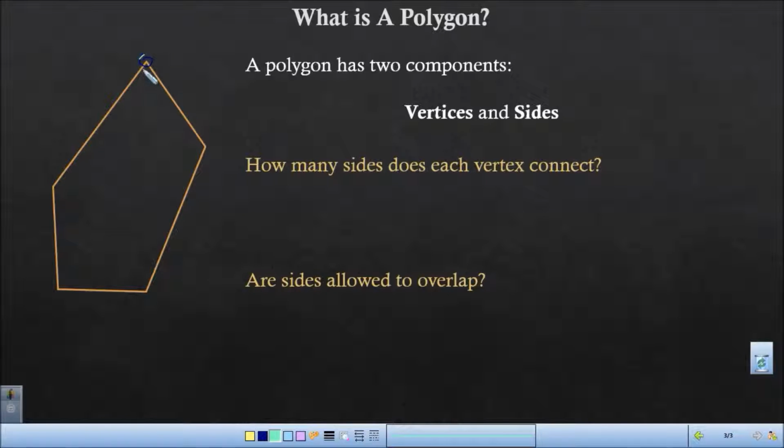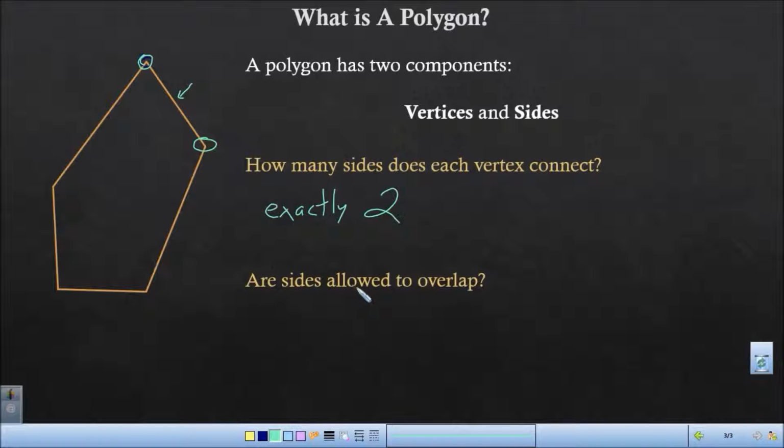All right. It's the point where two sides meet. A side is the line segment that connects vertices. So this side connects these two vertices. Each side connects two and only two, or exactly two, sides. So each vertex connects exactly two sides.